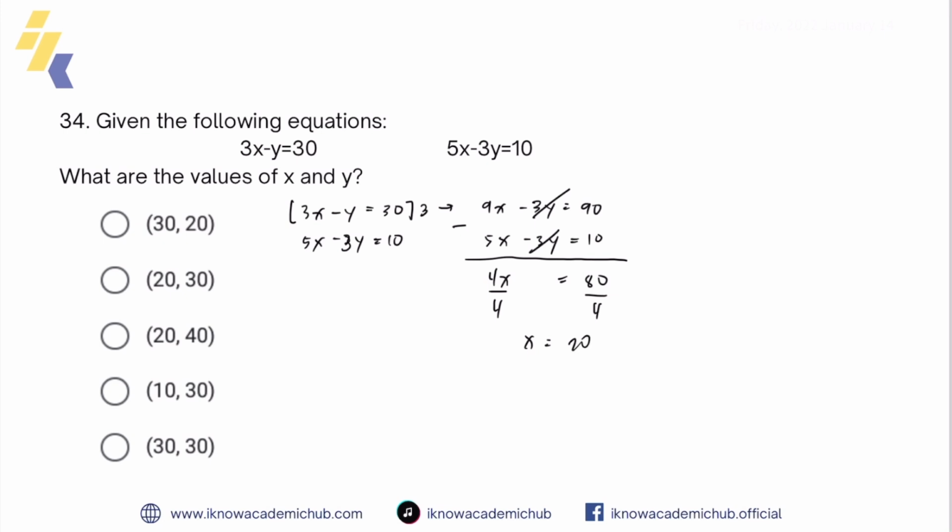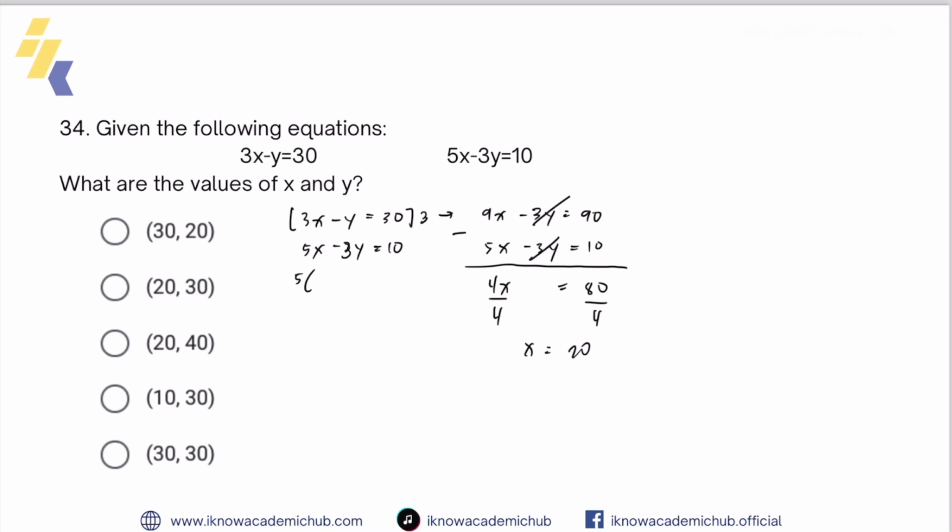And using any of the equations, we can determine what y is. So here we have 5 times x is 20 minus 3y is equal to 10. So we have here 5 times 20 is 100 minus 10 equals 3y. So we have 3y is equal to 90. Divide both sides by 3. We have y is equal to 30. And yung xy natin is x is 20, y is 30. That corresponds to the second option.